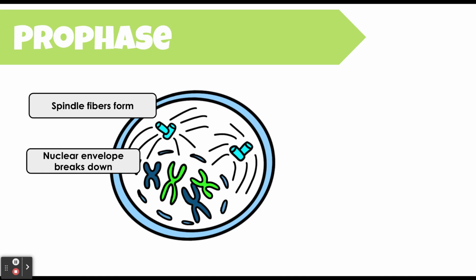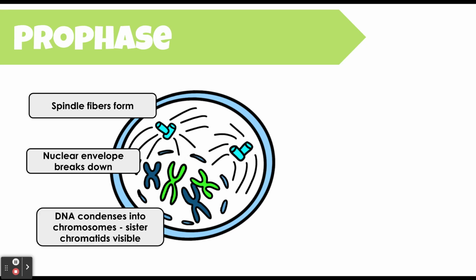The nucleus or the nuclear envelope that surrounds the genetic material is going to start to break apart because we need those chromosomes inside of that nucleus to be able to move around the cell in order to divide. So the nucleus is going to start to break away.